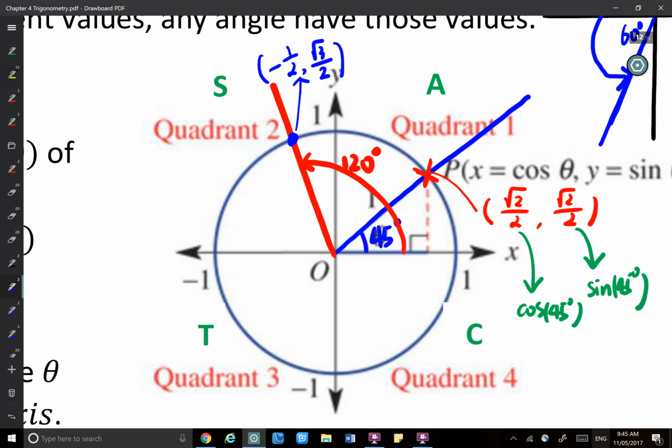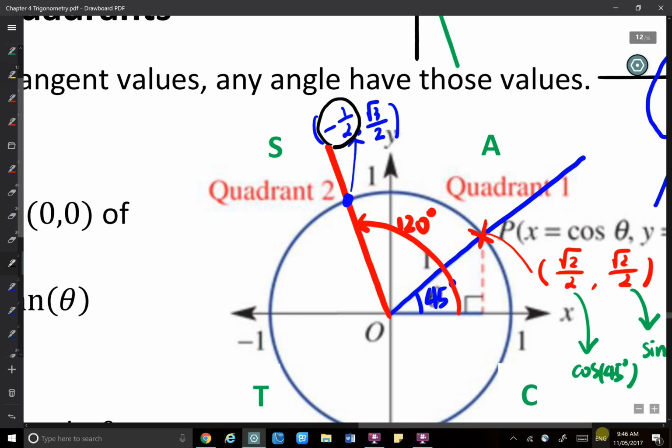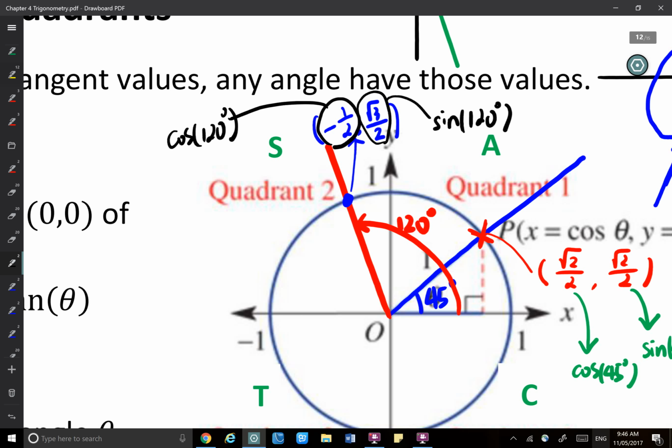That's by calculator, or by someone who knows what it is, who gives you this point. So this line and the circle will have a point of intersection there, and that gives you the value. -1/2 will be cosine 120 degrees, and √3/2 will be sine 120 degrees. So by looking at the coordinates, you know sine 120 and cosine 120 degrees. So you can find any angle by using this method.